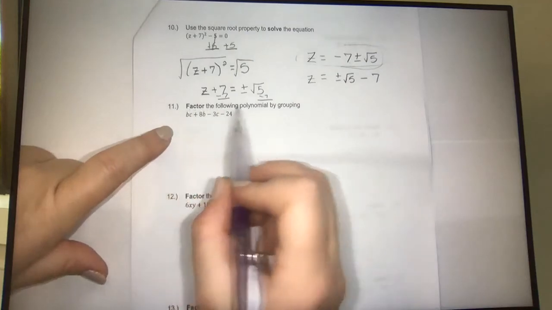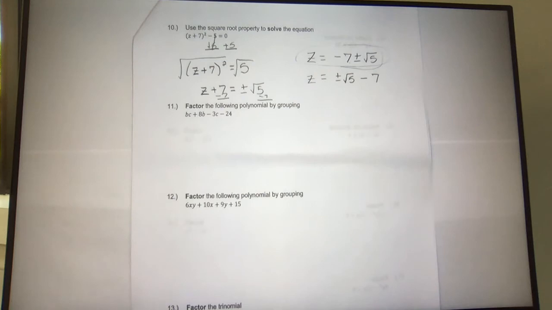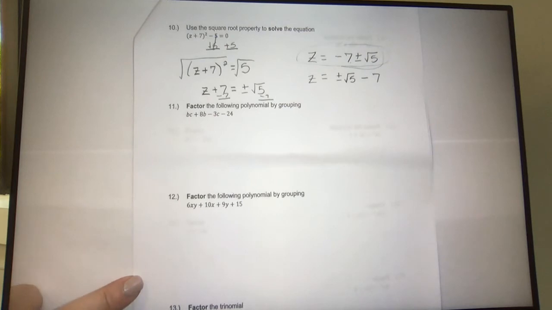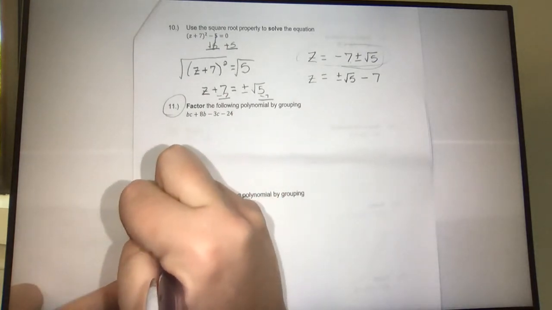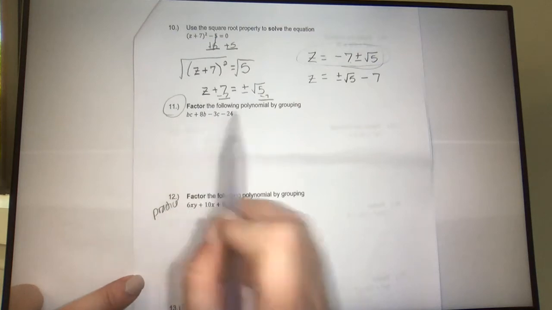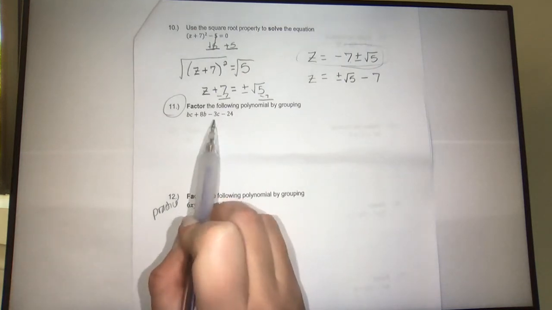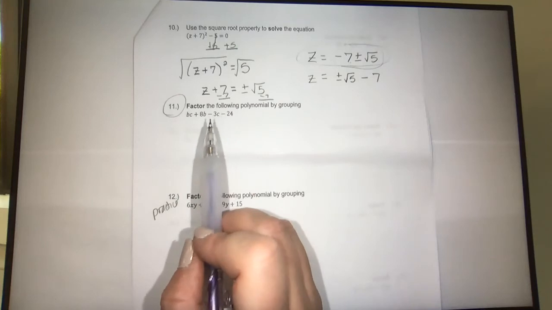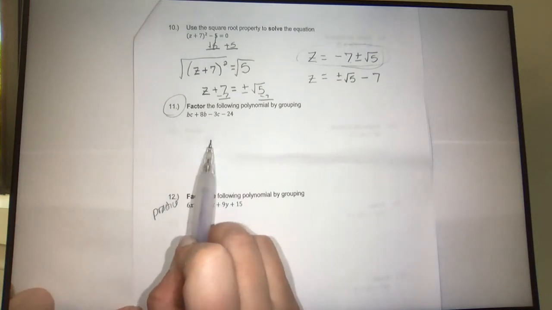So this says factor the following polynomial by grouping. 4 terms, you're going to group. Now, 11 and 12 are the same directions. The only difference is this third term. In 11 this third term is negative, and in 12 this third term is positive. That's why I say let's do 11, because it's just a little added step. We have to pull out that negative GCF and mess with your signs in that second packet. So 12 is practice, but 11 is the one you need to make sure that you're comfortable with.